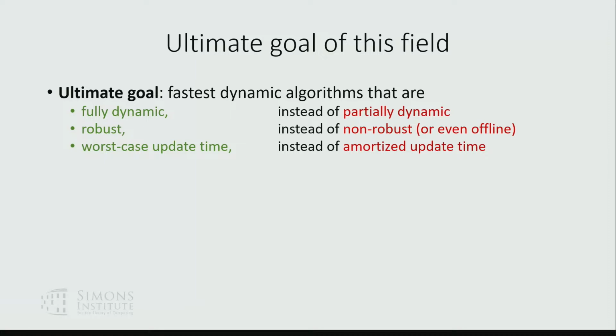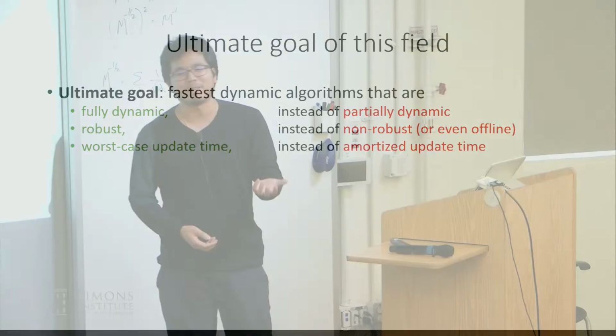Okay, so far you have seen a bunch of models of dynamic data structures. So basically the ultimate goal is to design the fastest dynamic algorithms that are, first, fully dynamic. Also, it should be robust instead of non-robust. And it should also have worst case update time. In this area there are so many variants of the model, right? But you can think of it as there is one goal, one holy grail that we are aiming for.